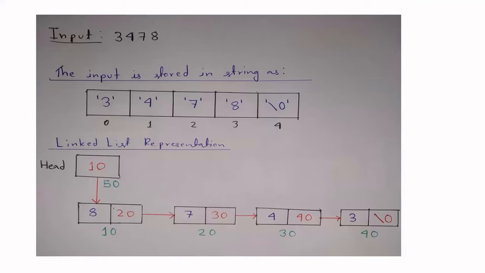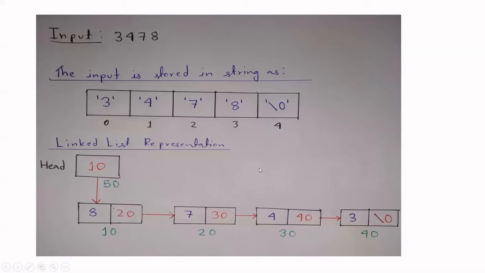For example, suppose the user has given input as 3478. Inside a string, it will be represented something like this: 3478, and at the last index will have null. This shows that it is a string.